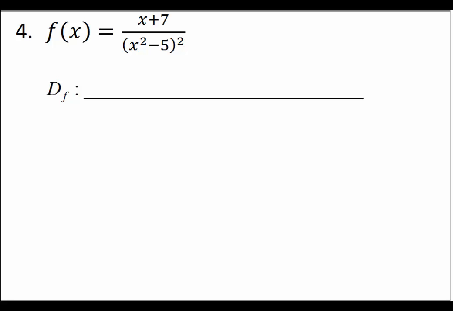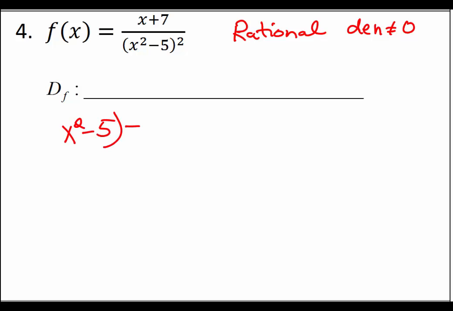Once again, we would like to find the domain of this rational function. And it's a rational function because we have a variable in the denominator, and we want to make sure that the denominator is never 0. So we're going to take our denominator, set it equal to 0, and then we are going to solve for x.